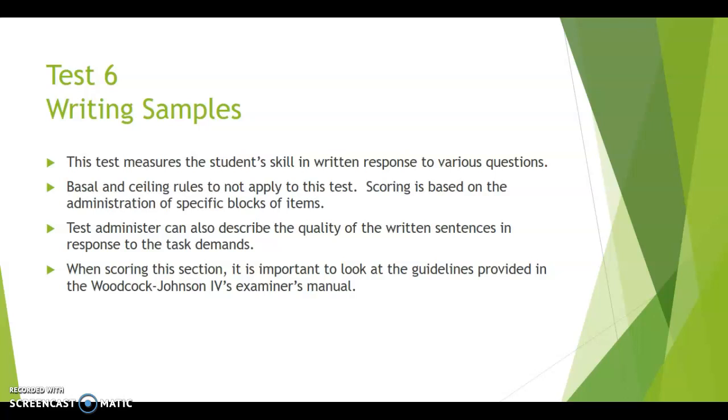So, for example, on items 1 through 6, you receive 1 point if it meets the task requirements. For example, if it has the initial letter of the first or last name, like they're asked to write their name, the first or last name is at least one or the other correct. And it also indicates the letter reversals are acceptable.